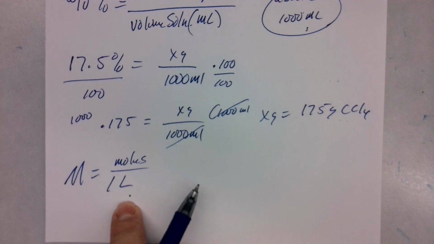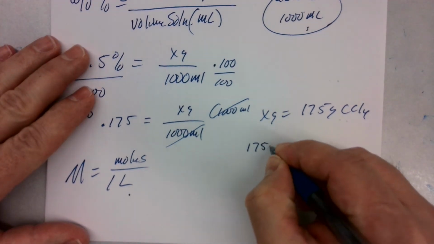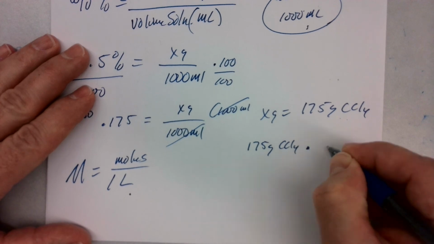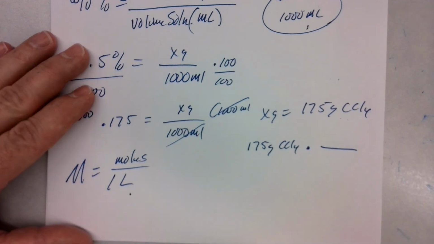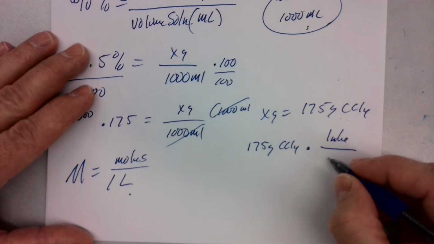I got my grams. And we've done that more than we've done anything else this year. I better be able to go from grams to moles, right? So I'm going to go 175 grams of CCl4. I'm going to times that by what? 1 mole over 82.917. Did I do that wrong? Yeah, that's not right.